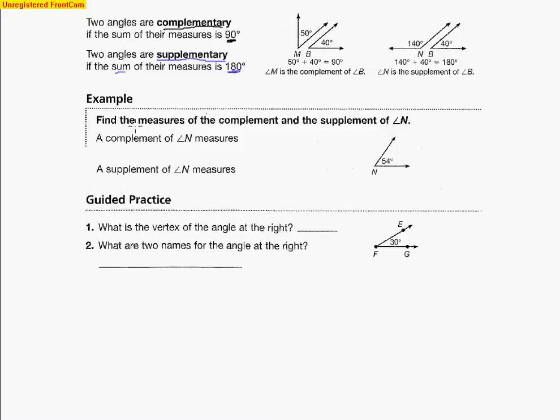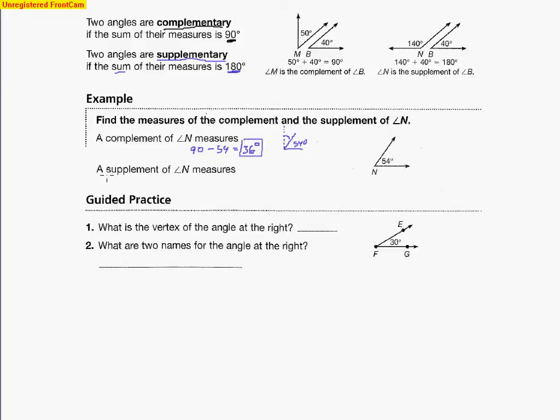So let's take a look at some problems that we might end up seeing. So here it says a complement of measure of angle N. Measures, and then they're asking us, well, what is that complement? So we want to find the number that adds to make 90 degrees. So basically, what we've got is if I kind of redraw this, here's the 54 degree angle here. We want to find out what is this missing angle right here. And so what we're going to end up doing is we're going to subtract, since 90 degrees is what we want the two angles to make or add to equal. We're going to subtract the 54 degrees from that 90 degrees, and that's going to give me 36 degrees. And that would be the complement of the angle N.